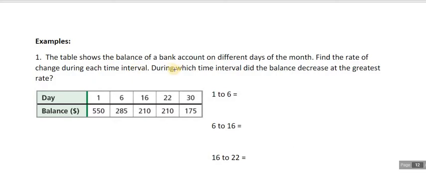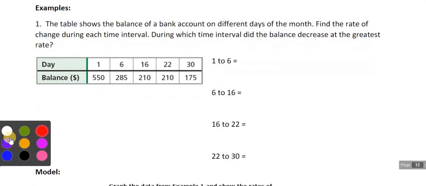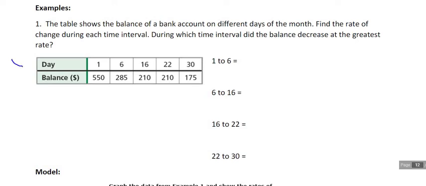So let's do that for number 1. It says the table shows the balance of a bank account on different days of the month. Find the rate of change during each time interval. During which time interval did the balance decrease at the greatest rate? So here, my x values would be the day number, and my y values would be the balance.